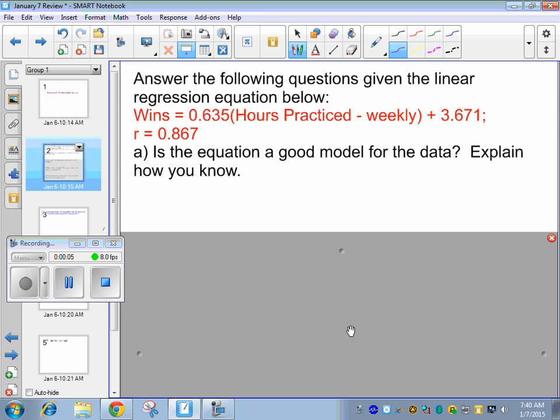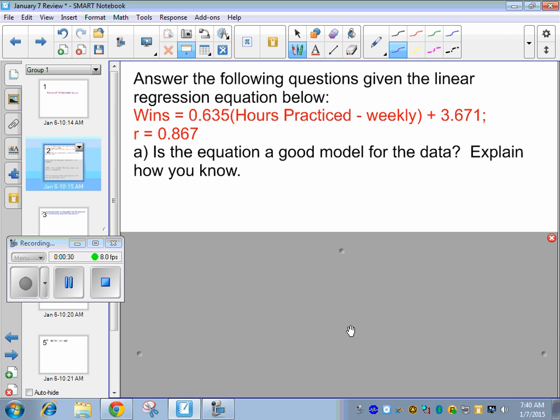Okay, the first topic is linear regression. So, this is just a review, and we're going to pretend like we already entered data into our calculators. And if you guys forgot how to do that, I hope you brought your sheet today, so you can go back and put it in your calculator. All right? So the calculator gave us this equation and this correlation coefficient.